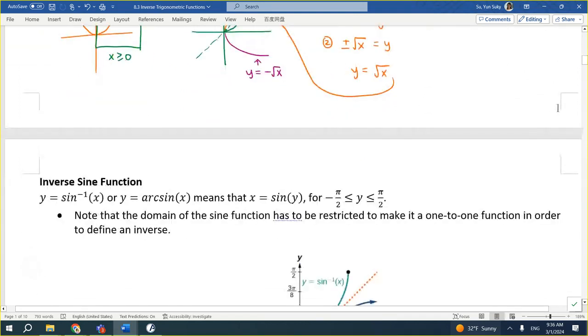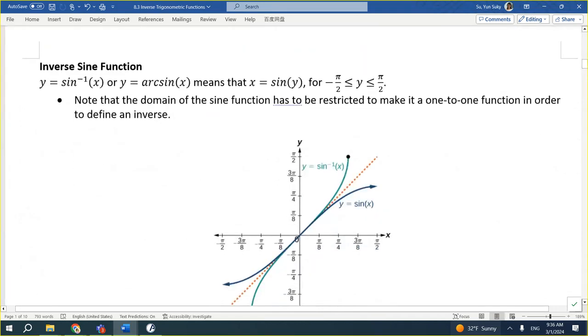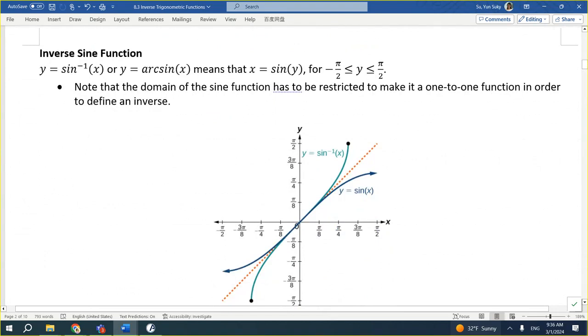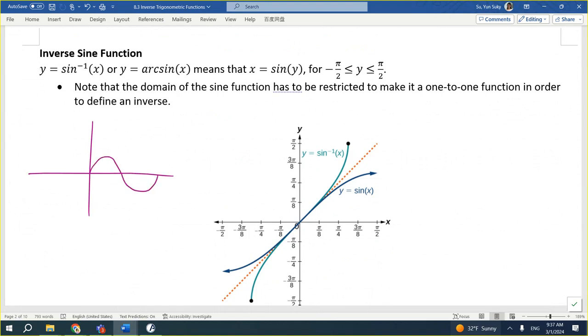Okay, now we use this knowledge to help us find the inverse trig functions. Okay, the first one is sine. Do you all remember the sine graph? So sine goes from 0 to 2 pi, up and down, right? This is y equals sine x. Is this a function? Yes. Is this a one-to-one function?